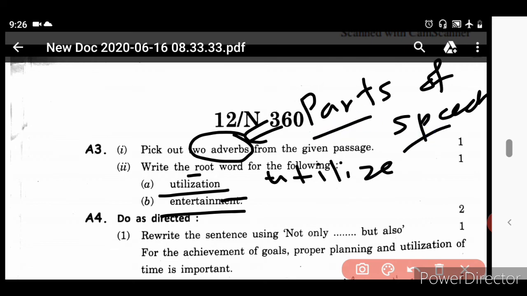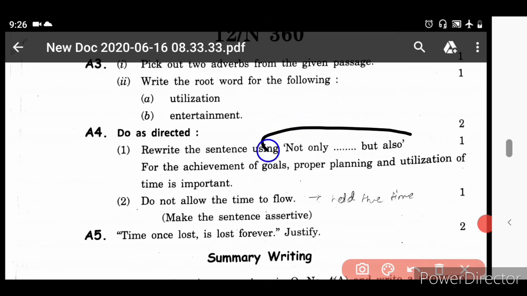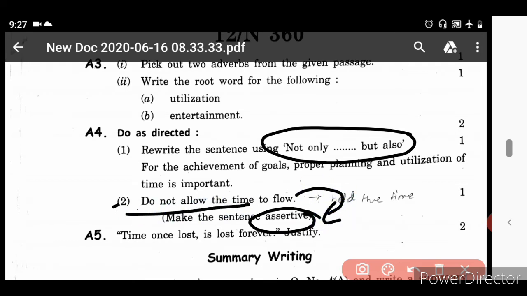Parts of speech, you must see parts of speech. And here, do as directed: not only but also. Very easy part. Therefore, make sentences assertive. This is: do not allow the time to flow. This question you have to convert into an assertive sentence. So you have to learn types of sentences: interrogative sentence, assertive sentence, exclamatory sentence. Learn types of tenses.